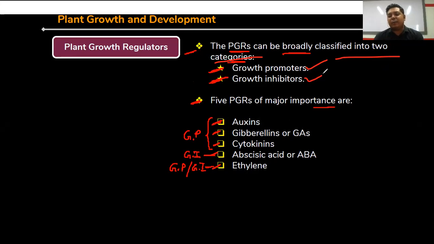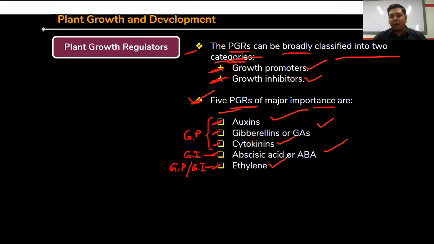Obviously, we can classify them on the basis of their function. Some promote growth, so they are known as growth promoters, and some inhibit the growth of the plant, so they are known as growth inhibitors. We have to read a total of 5 plant growth regulators in this chapter. Clear? They are auxin, gibberellin or gibberellic acids, cytokinin, abscisic acid or ABA, and ethylene. So there are a total of 5 plant growth regulators involved in the plant growth system.